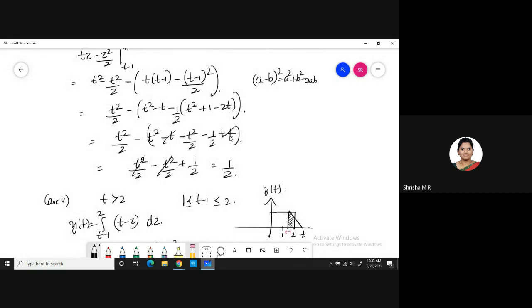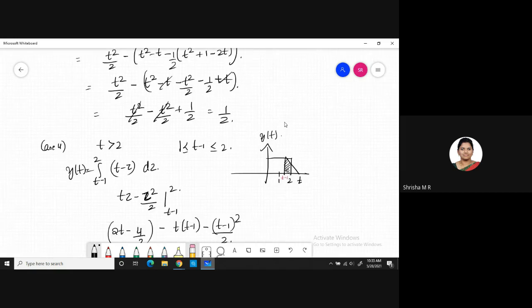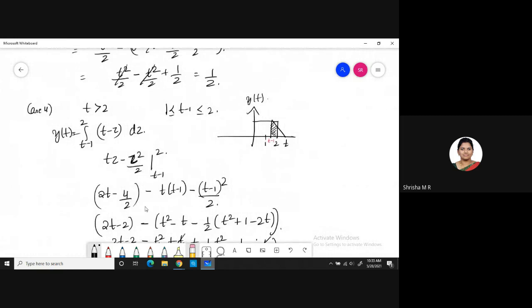So try to solve this here. These two will get cancelled. Minus t plus t. So t square minus t square by 2 is minus t square by 2. You will have half here multiplied with negative sign is plus half. So this t square by 2 gets cancelled because it's plus minus. You'll be left with half. Okay. So be careful while solving these things.